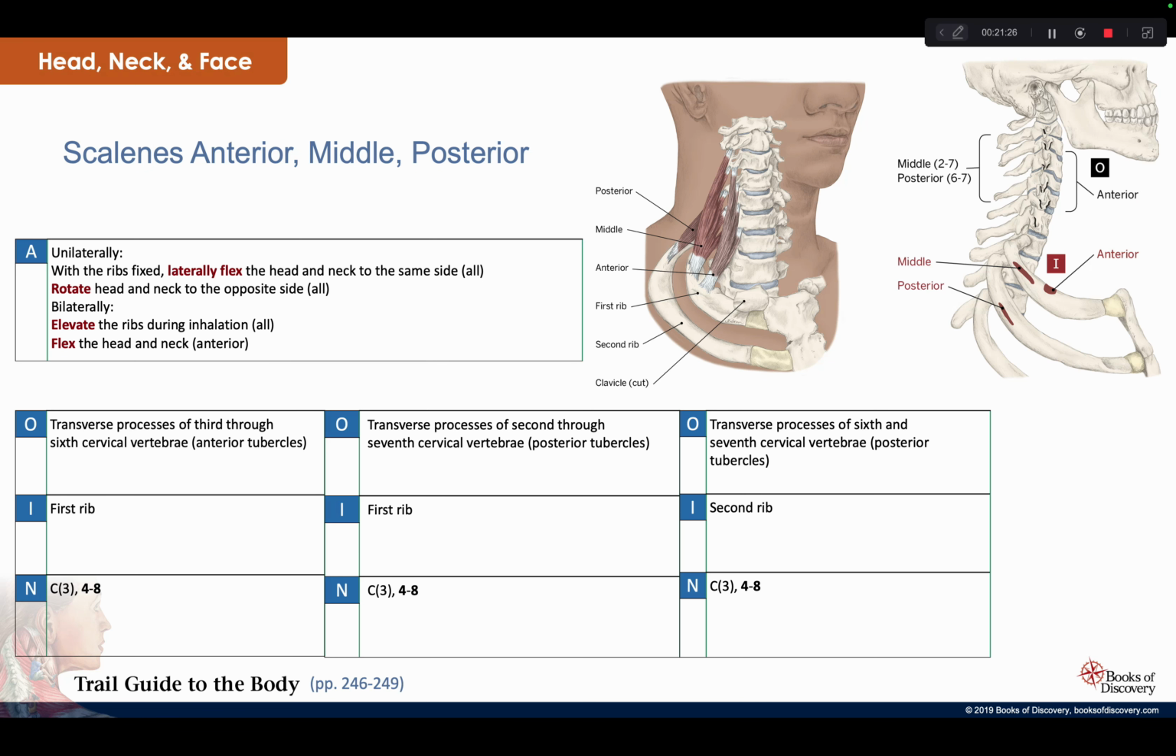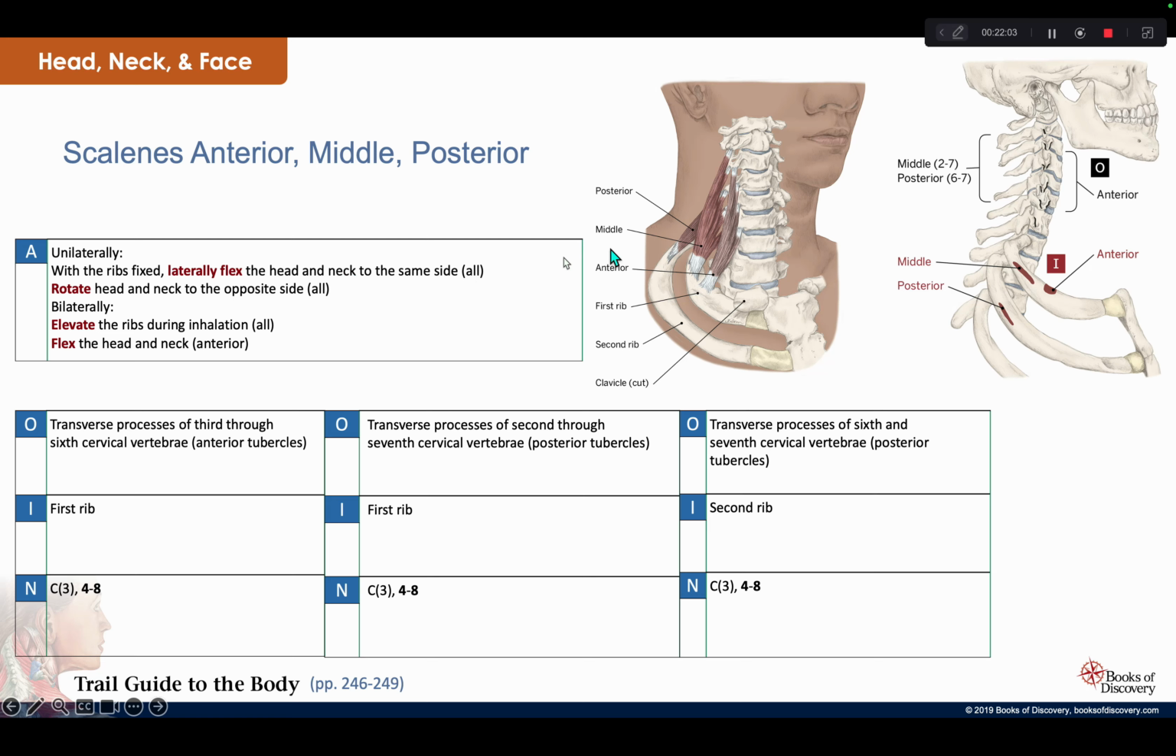So here's your scalenes. There's your anterior, your middle, and your posterior. Oh man, look at this. They have one of each section here. Let's talk about anterior first. So here, again, black is your origin, and I is your insertion point. Rewind, let's talk about the action. So unilaterally, one-sided, when the ribs are fixed, the scalenes will laterally flex the head to the same side. All of them, all three.